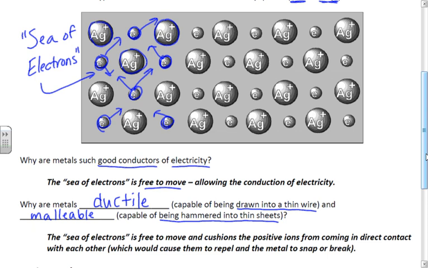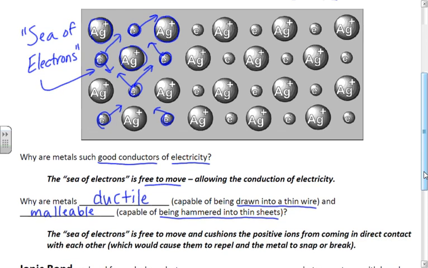And so whenever you start to move that material and the positive ions are getting closer together, instead of getting too close and repelling and breaking apart at that location, those electrons, if they have enough time, will move into position between those positives and kind of keep them from coming into contact and repelling. So it cushions the positive ions from coming in direct contact, which would cause the metal to snap or break whenever they would start to repel.